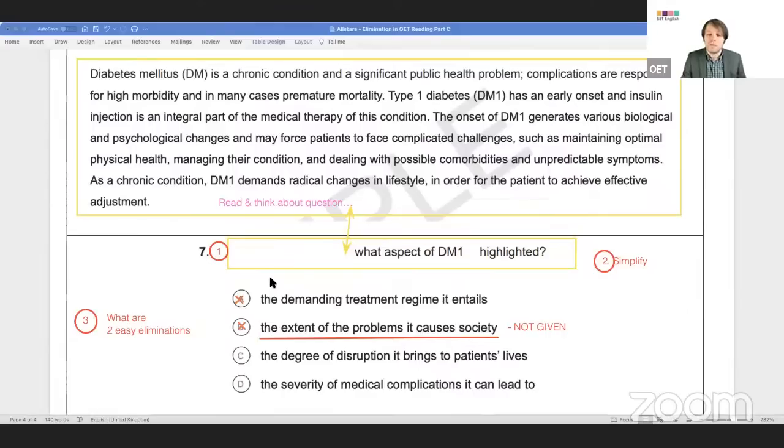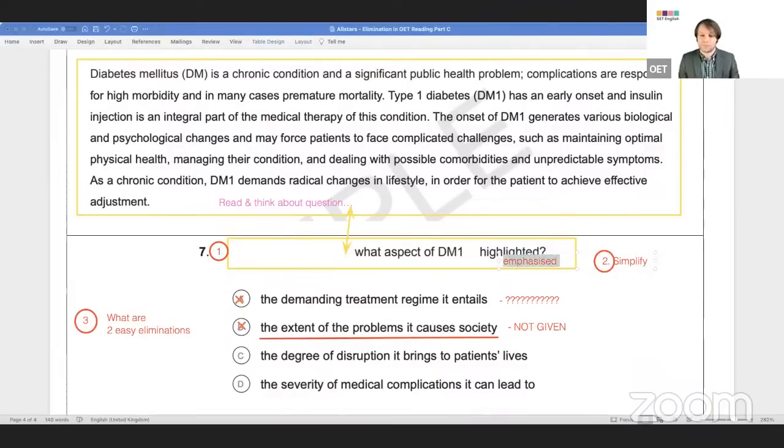The demanding treatment regime it entails. Why is that one not true? Why is that one not true? Can anyone tell me, why is that one not true? Type into the chat box again. Why can I easily eliminate this? I'll give you a clue. It's one of the words here, it's just not really spoken about very much, and it's certainly not highlighted. Okay, so highlighted would mean, what does highlighted mean?